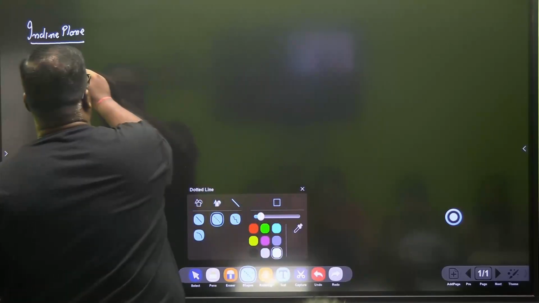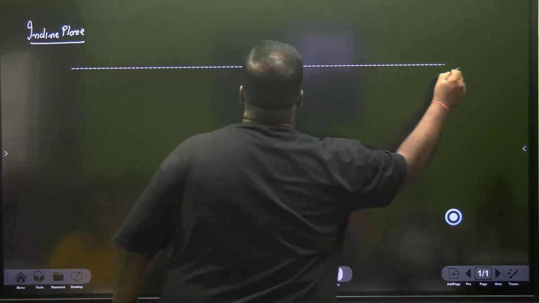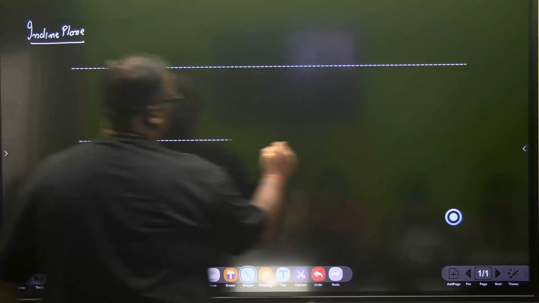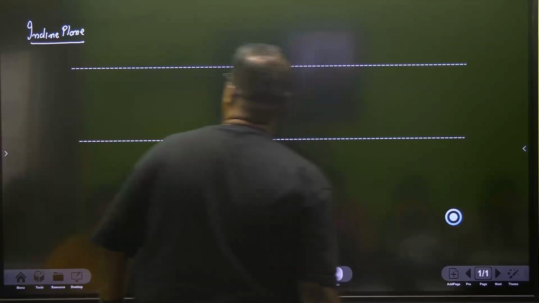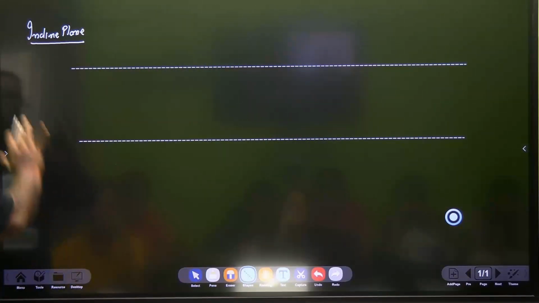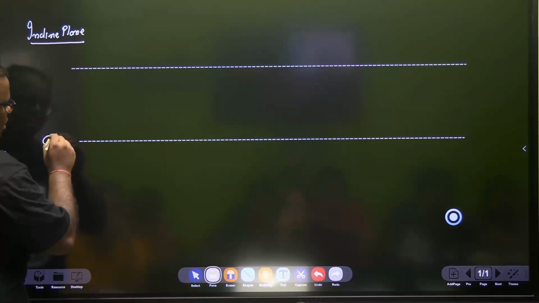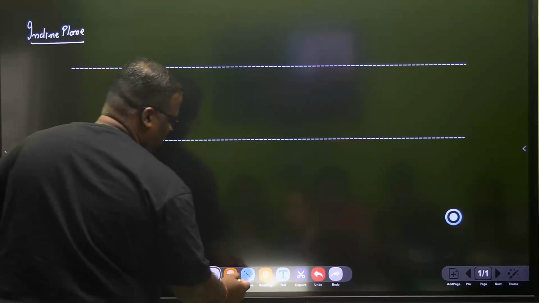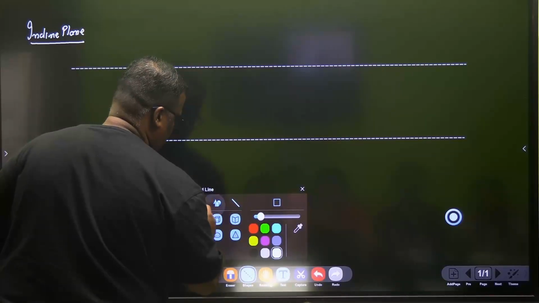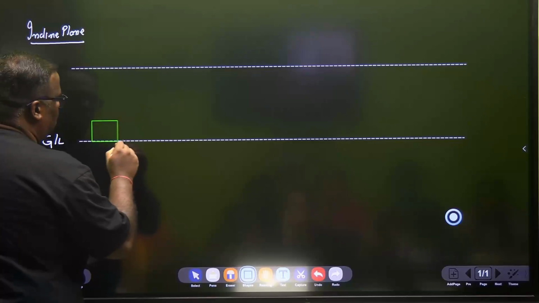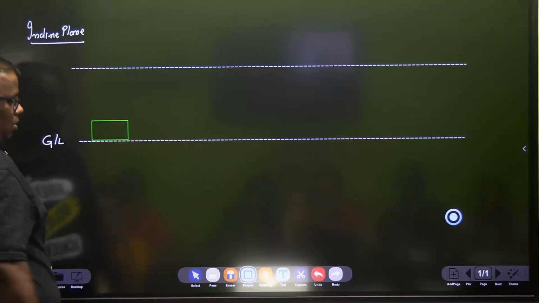Okay. So let's say, let me draw one. Say, there are two surfaces. Okay. This is one surface and this is the other surface. Let's say this is our ground level. This is the ground level. And let me put a load on this. So let there be a load. This is a load on the ground level.